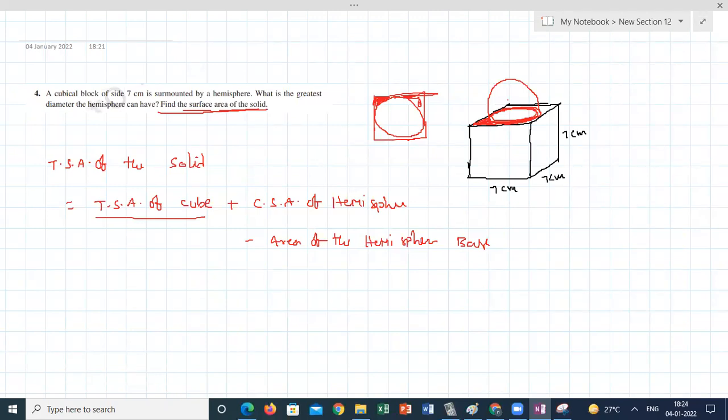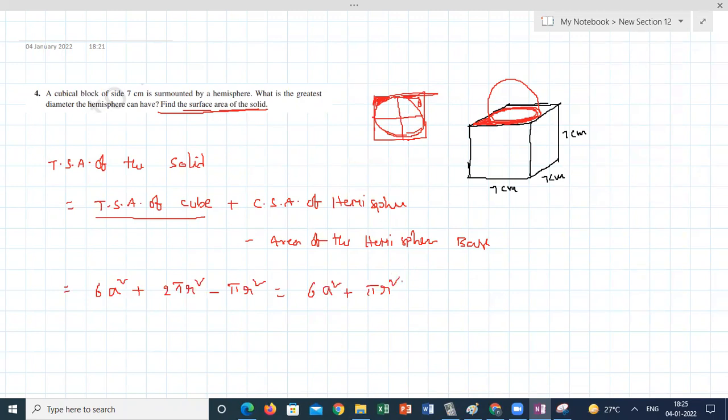Is it clear? Is this equation clear? If you are able to frame this equation, then this question is over. Here the greatest diameter is the side of the cube. So the greatest diameter is 7 centimeter. So 6a square plus 2 pi r square minus pi r square, which is equal to 6a square plus pi r square, is the greatest surface area.